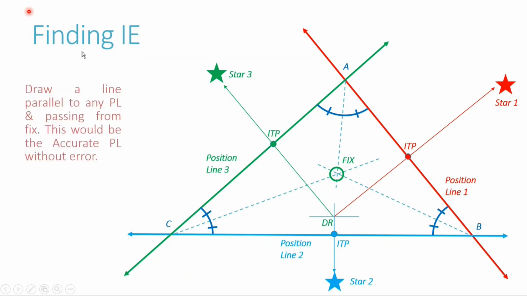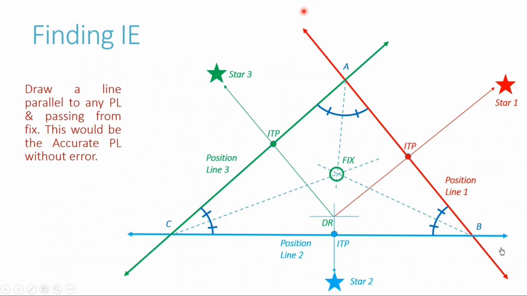Now, for finding out this error, you have to pick up any of the position lines. Any of the three PLs, any one of the three PLs can be picked up. For our example, let's pick up the first position line, the red color PL. We can use any of the position lines to find out the error. So in the example, we are using our first position line to find out what the error was.